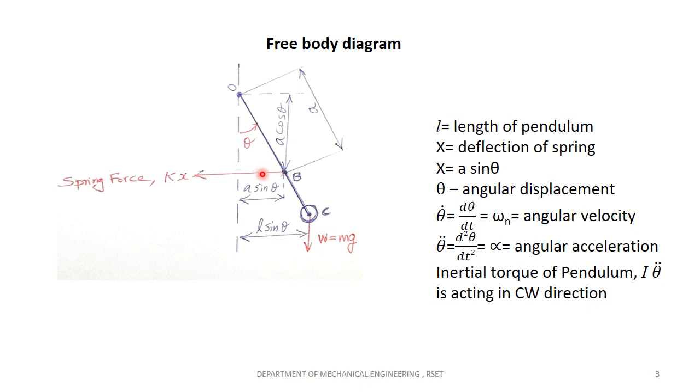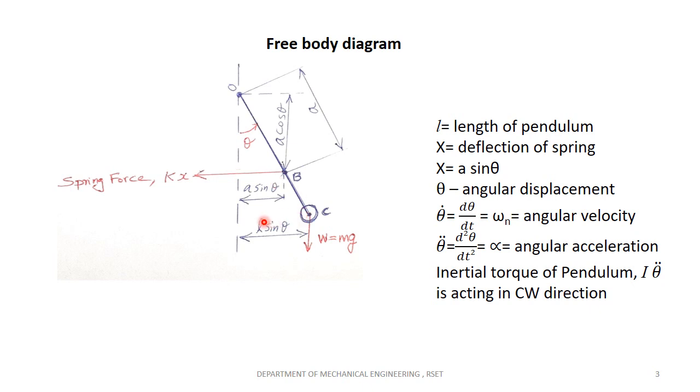For finding this stretching or deflection of the spring, you can solve this triangle. So this is actually A sine theta, because A is the length between the two points O and B. B is the point to which the spring is attached. So OB is actually A. So A sine theta is the deflection or displacement that happened to the spring.